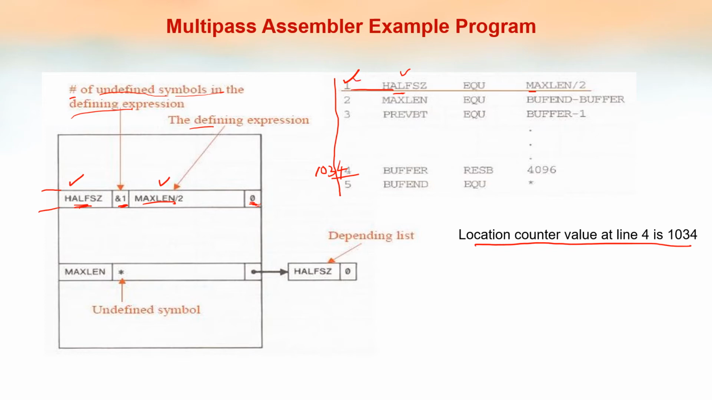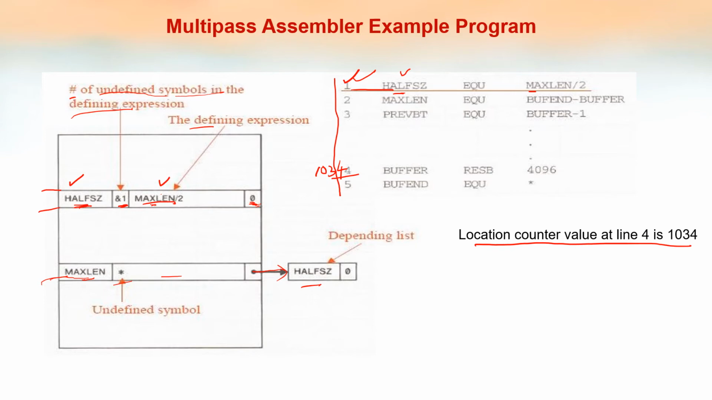We are processing the first line only, and another symbol that comes in the first line is max LEN. So for max LEN also we have to include one row. For max LEN, the defining expression is not there in the first line, so we leave it blank, and the number of undefined symbols is also not there, so just put a star symbol. Once we obtain the value of max LEN, we will get the value of half a set, because max LEN by 2 is half a set.